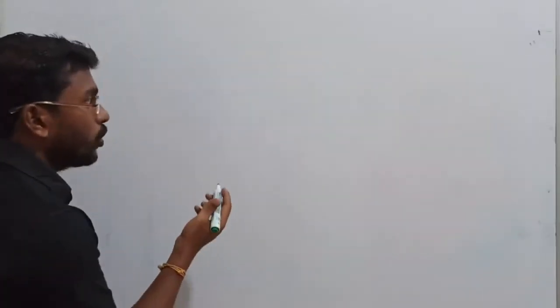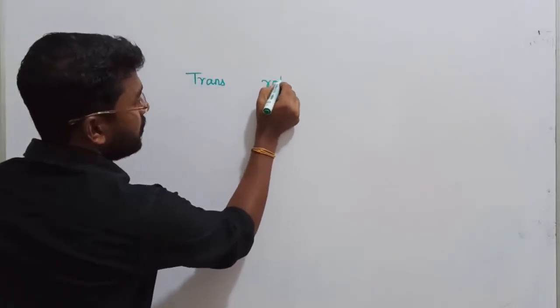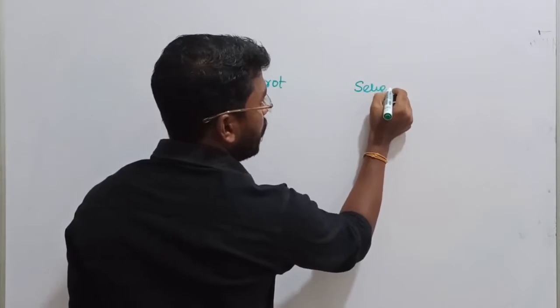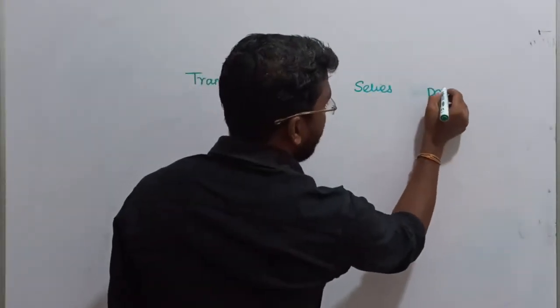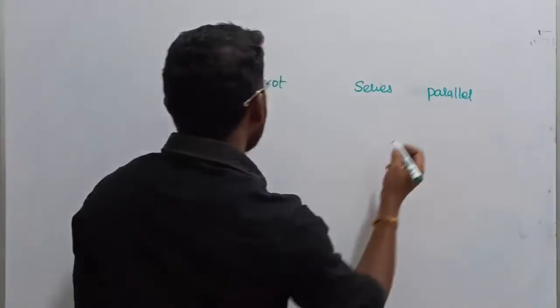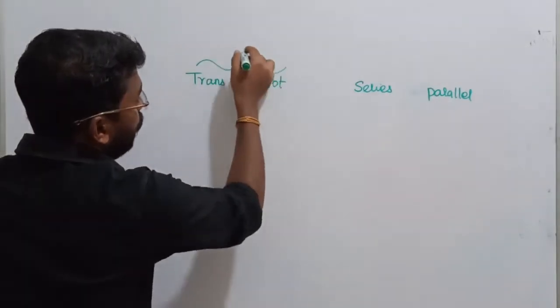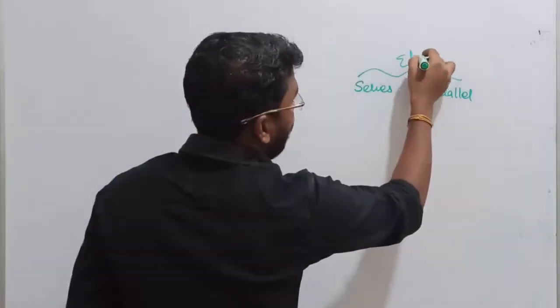So in mathematical modeling, we are going to see the analogy between the mechanical domain and the electrical domain. Especially in the mechanical domain, we have two types of systems: one is called a translational system and another is called a rotational system. Similarly, in the electrical domain, we have two types of networks: one is called a series network and another is called a parallel network. So totally we are going to consider four types of systems here: these two that we are going to observe in the mechanical domain, and these two that we are going to observe in the electrical domain.